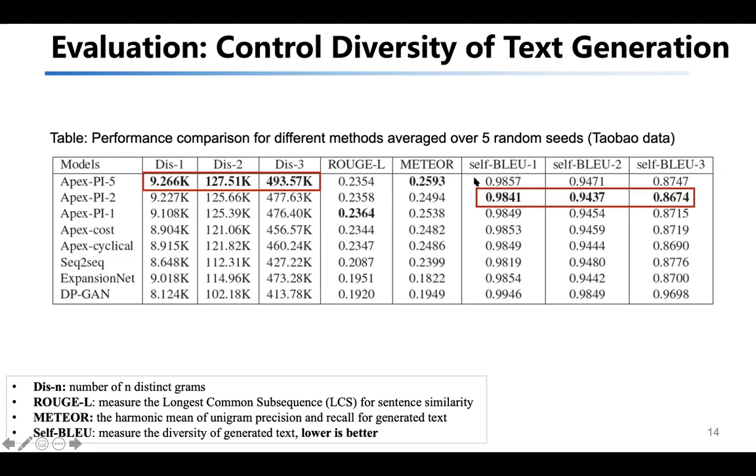Here, please note that the Self-BLEU score of APEX PI5 is slightly higher than APEX PI2. This is because PI5 will generate longer sentences than PI2, so sometimes there are some overlapped keywords.